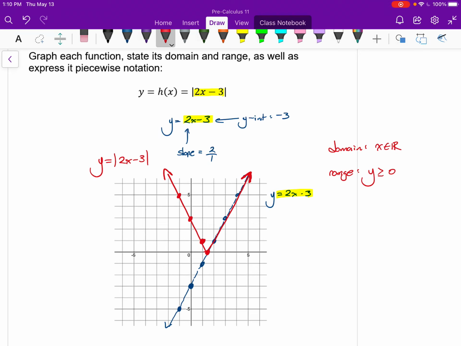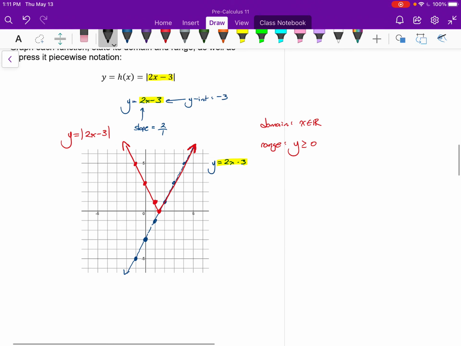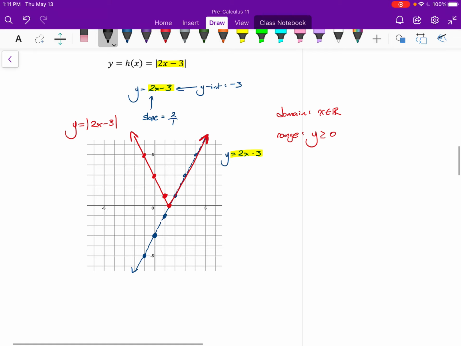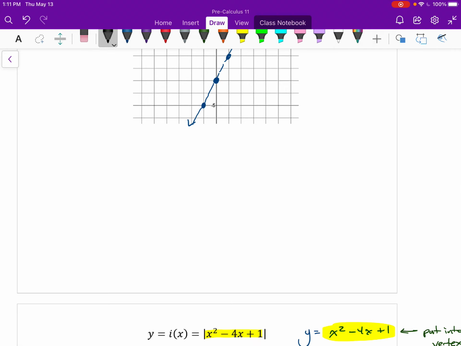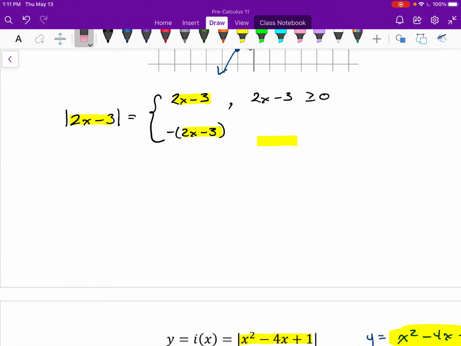But in piecewise notation, this I should have mentioned earlier, so I apologize. To put this in piecewise form, I first want to remember, and we looked at this kind of last day, that I can take the equation, the absolute value of 2x minus 3, and I can write it in piecewise form pretty quickly if I don't simplify it. So for example, the absolute value of 2x minus 3 equals one of two pieces, either exactly 2x minus 3 or minus 2x minus 3. And it's exactly 2x minus 3 when 2x minus 3 is greater than or equal to 0. And it's equal to minus 2x minus 3 when 2x minus 3 is less than 0.